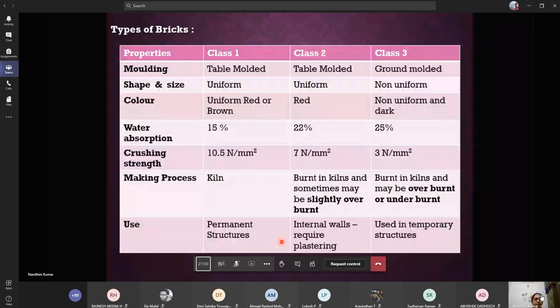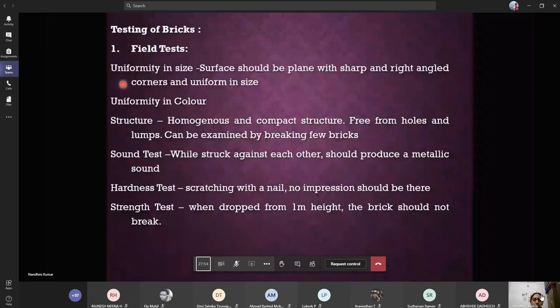And testing of bricks: first is the field test. Test based upon the uniformity in size. The surface should be plain, with sharp and right-angled corners, and uniform in size.